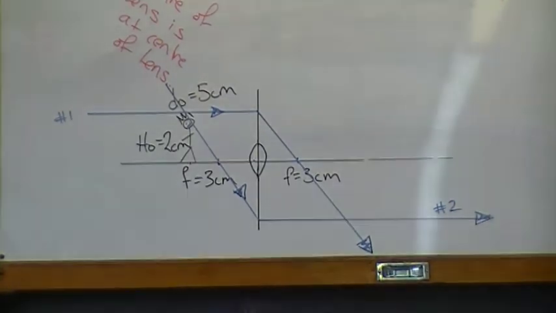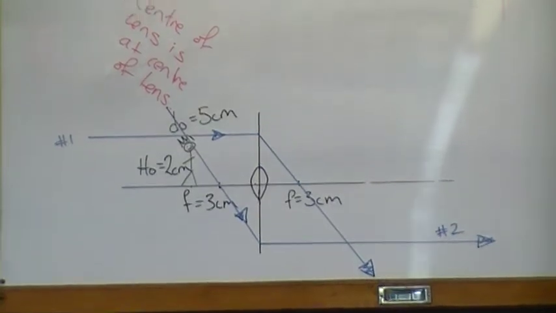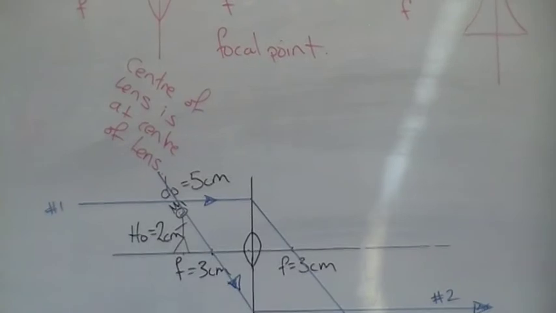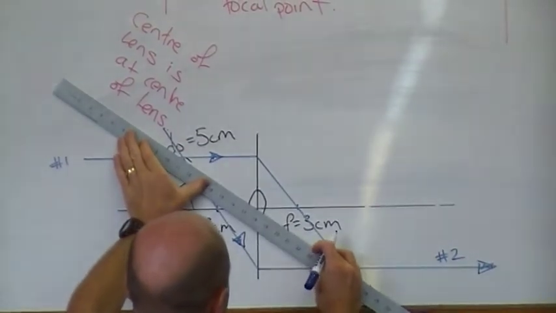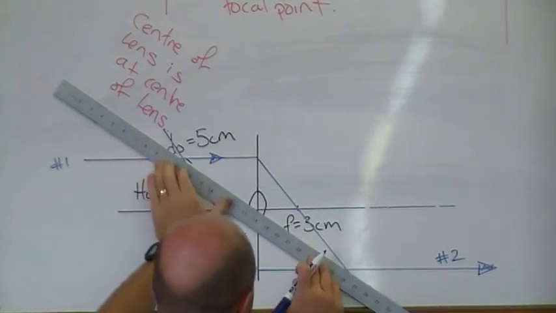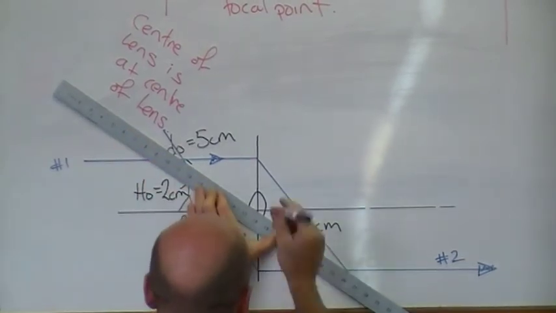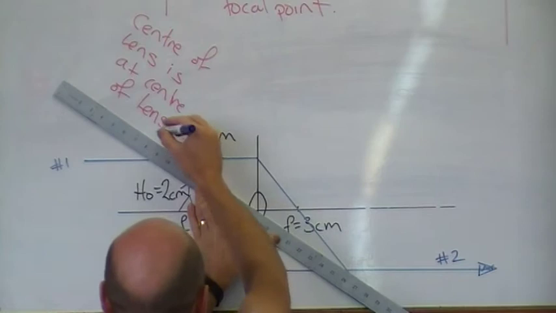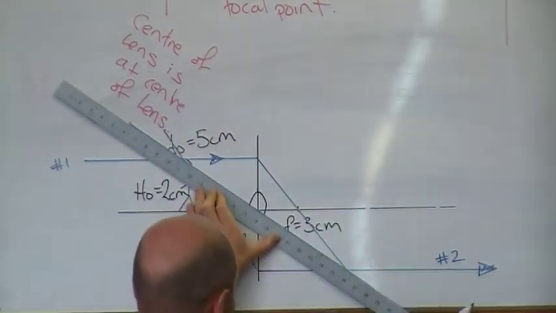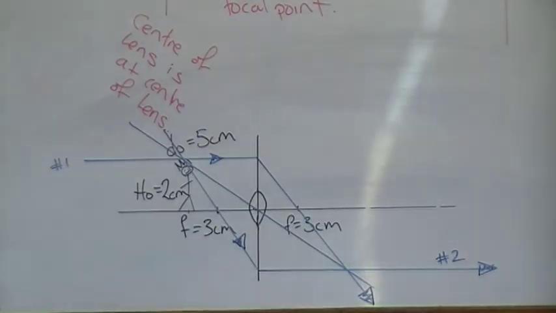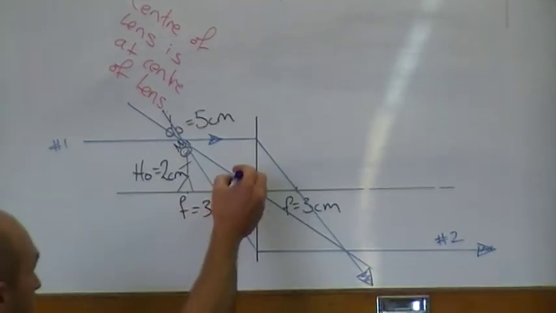And the third one, in and out, straight through the centre. So we're going to line up the top of our object with the centre of the lens, because the centre of the lens really is the centre of the lens. And so that ray just goes straight through the centre of the lens. They'll meet at a point.